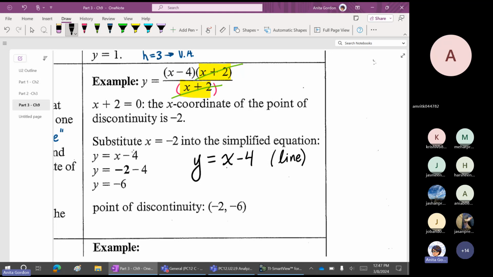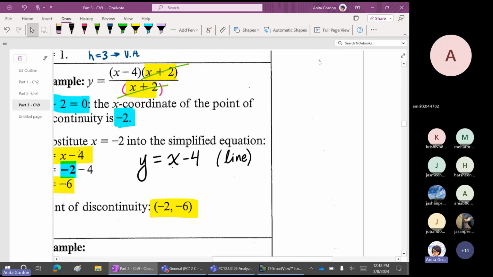However, in this line, there is a hole. So where is the point of discontinuity? If x plus 2 is 0, that means the x value of the hole is negative 2. In order to find the y value, I'm going to take that negative 2 and put it into my simplified equation. Very important that you put it in the simplified equation. If you put it in the original, you're going to have a 0 in the denominator, and then you can't do anything, right? So this tells me that the y coordinate is negative 6. So this is where the hole is.